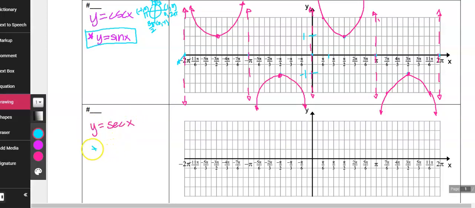All right, so the parent graph for secant, we are going to use y equals cosine x because they are reciprocal functions. Okay, same idea here. We can use the unit circle to graph cosine. So we know cosine, when we're at 0, cosine's 1. When we're at pi over 2, remember cosine's the x value, so we're at 0. At pi, we're at -1. 3 pi over 2 back to 0, and 2 pi, we're at +1.